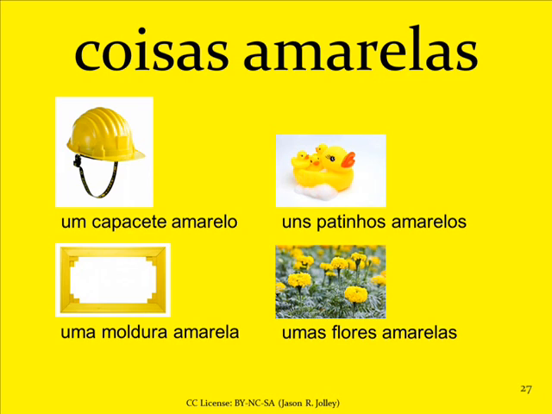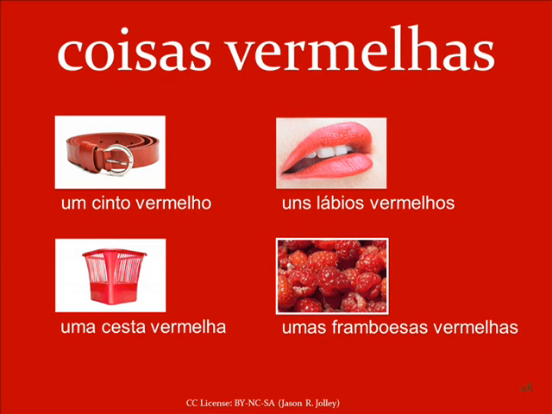Coisas amarelas, yellow things. Capacete amarelo, masculine singular. Uns patinhos amarelos, masculine plural. Uma moldura amarela, feminine singular. Umas flores amarelas, feminine plural. Coisas vermelhas, red things. Cinto vermelho. Uns lábios vermelhos. Uma cesta vermelha. Umas framboesas vermelhas.